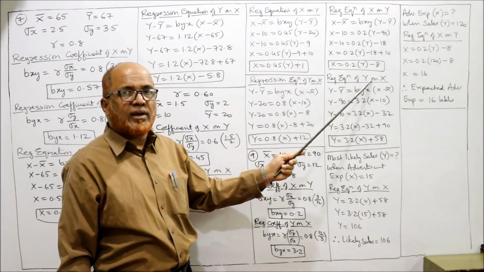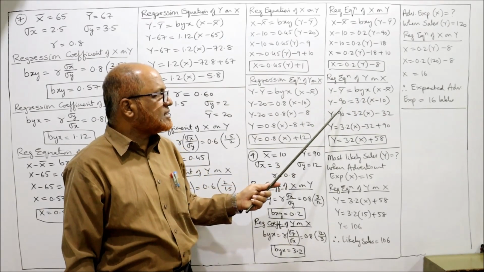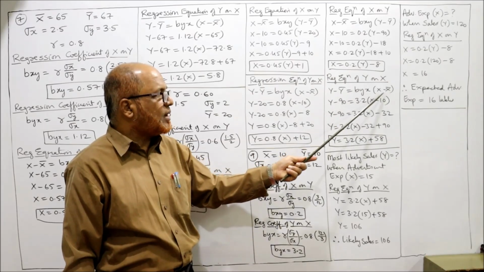Similarly, the regression equation of y on x: y minus y bar is equal to byx into x minus x bar. Y bar is 90, byx is 3.2, x bar is 10.